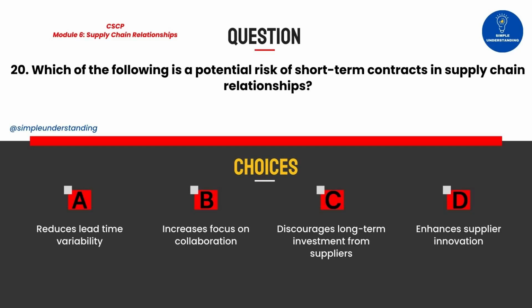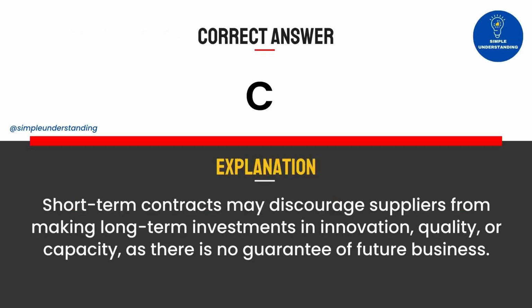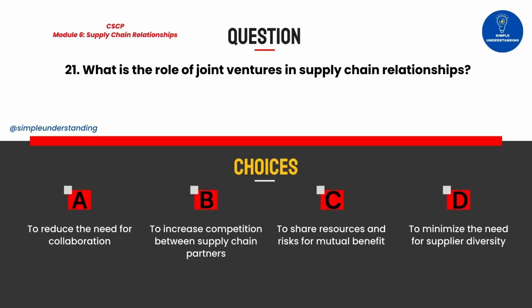20. Which of the following is a potential risk of short-term contracts in supply chain relationships? A. Reduces lead time variability. B. Increases focus on collaboration. C. Discourages long-term investment from suppliers. D. Enhances supplier innovation. Correct answer: C. Explanation: Short-term contracts may discourage suppliers from making long-term investments in innovation, quality, or capacity, as there is no guarantee of future business.